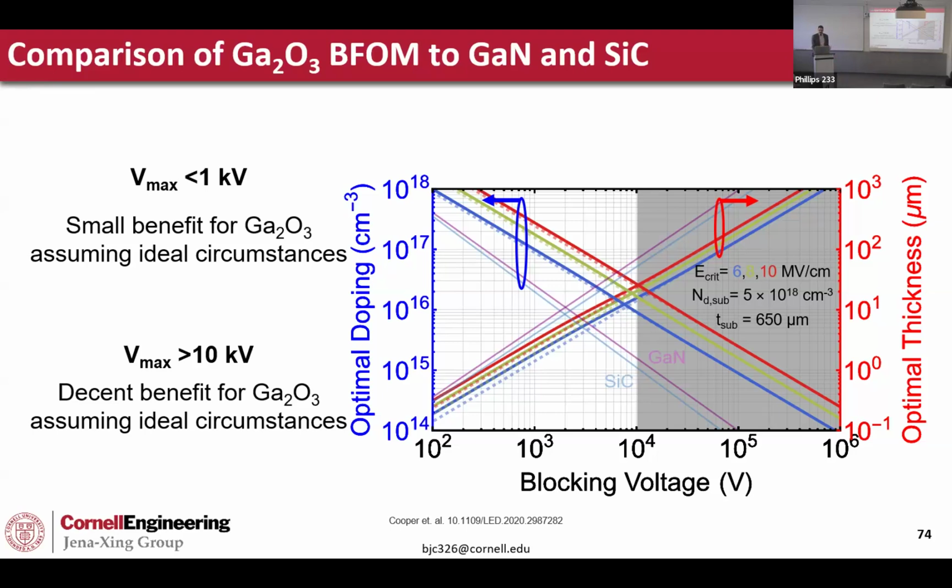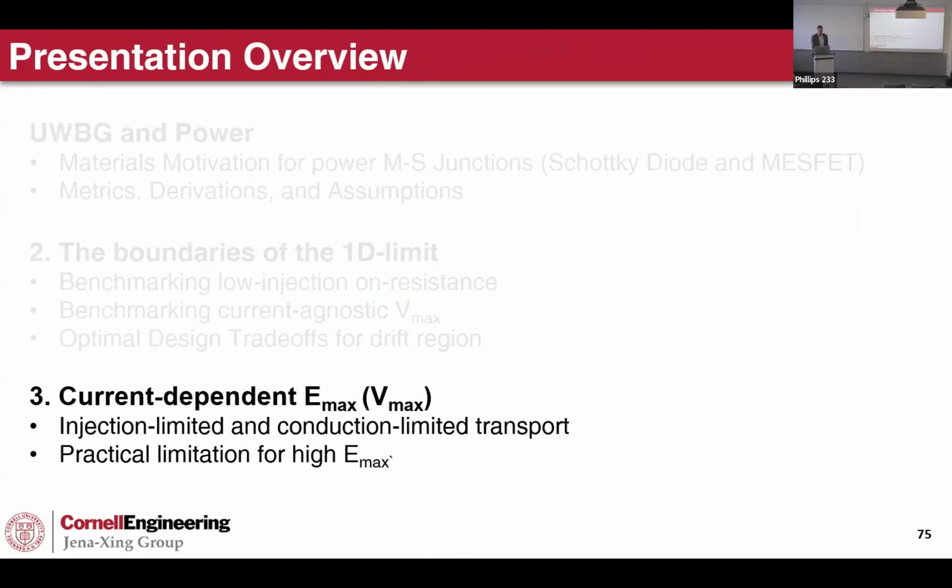All this analysis thus far has been current agnostic. I've been relying on E-crit as sort of the maximal value, but I do want to highlight that we don't operate at E-crit typically. And this brings me into the third part of the talk, where I'm going to bring this into more realistic things, in the sense of now we're looking at what's the practical maximum field that we can apply.